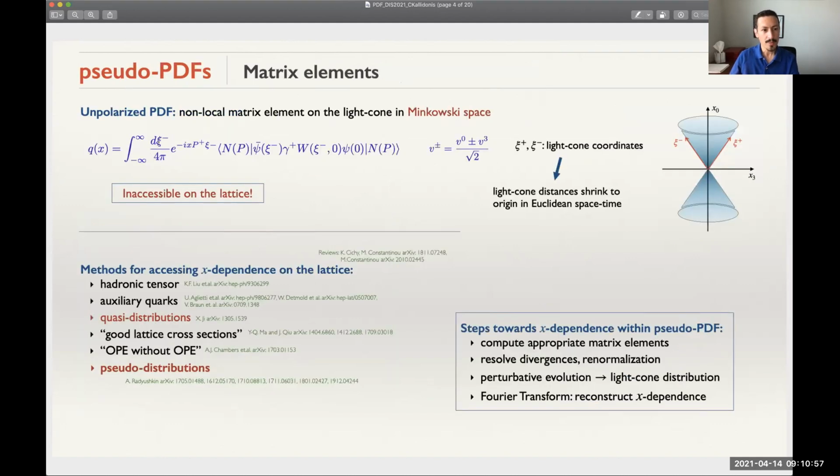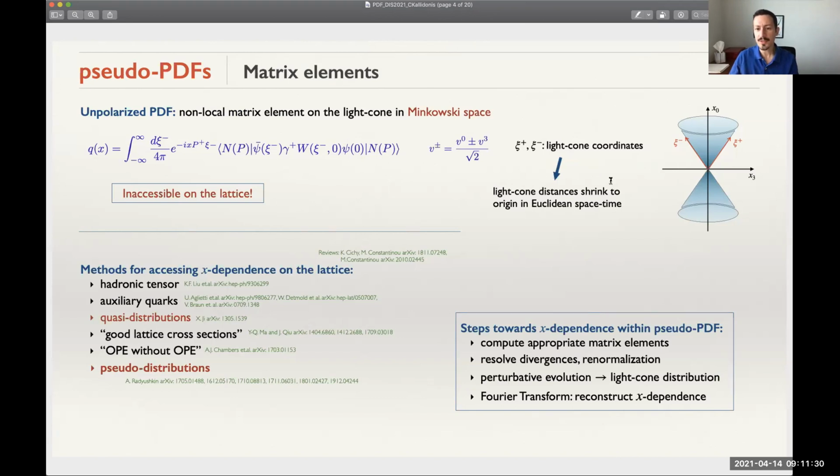Now, the unpolarized PDF is defined as a non-local matrix element on the light cone in Minkowski space, and I show the expression here, where this is a nucleon state with momentum p. This is a Wilson line along the light cone, and the light cone coordinates are denoted with xi plus and minus, and the notation for the plus and minus is shown here.